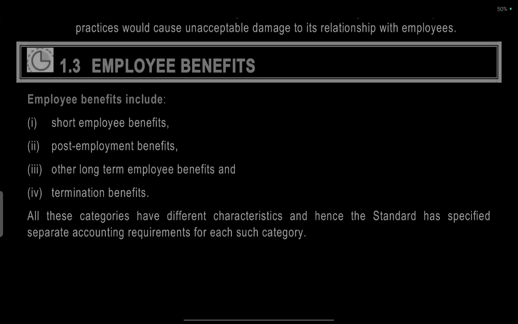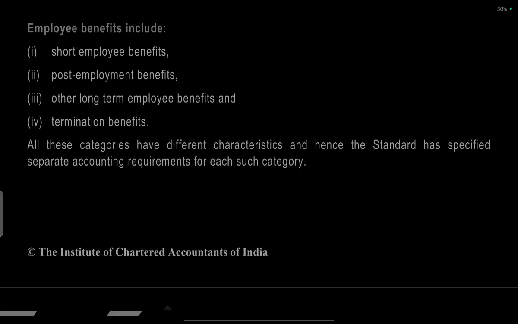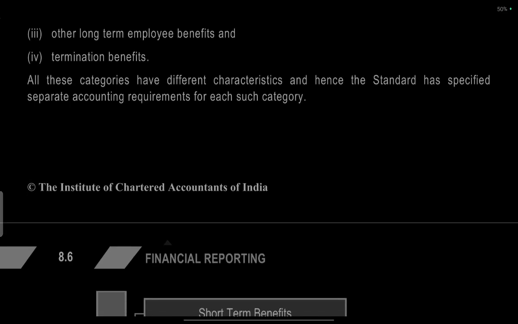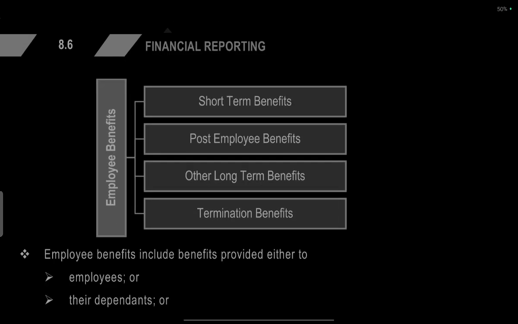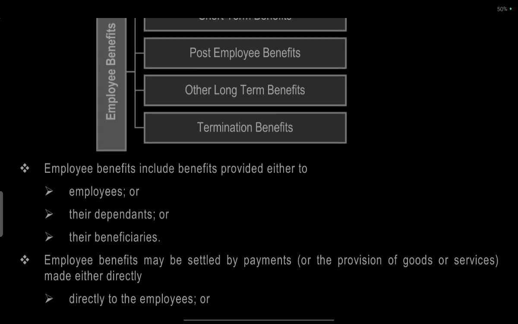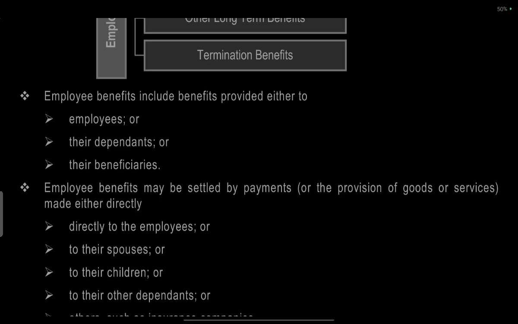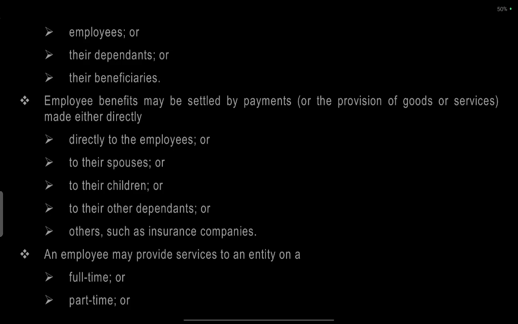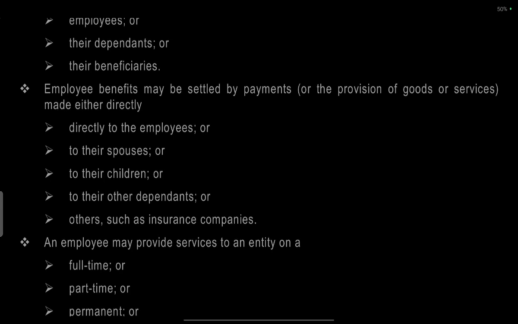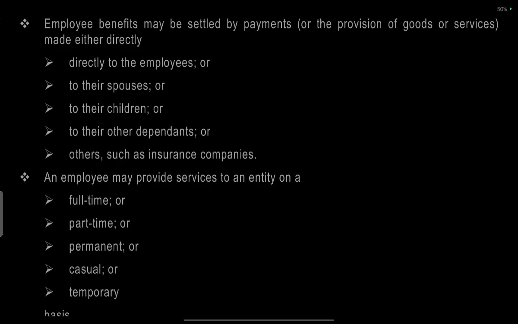Employee benefits include short-term employee benefits, post-employment benefits, other long-term employee benefits, and termination benefits. All these are different categories, and hence the standard specifies separate accounting requirements for each category. Employee benefits include benefits provided either to employees, their dependents, and their beneficiaries. Employee benefit can be settled by payment, or by providing goods and services, made either directly to employees, spouses, children, dependents, or others such as an insurance company.